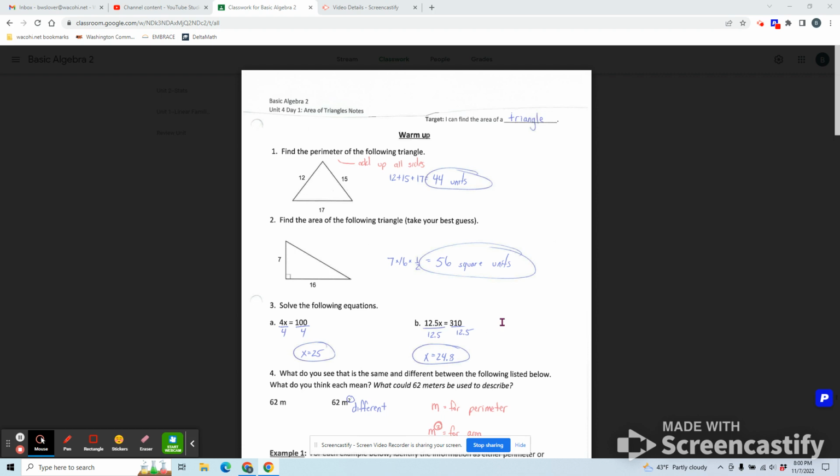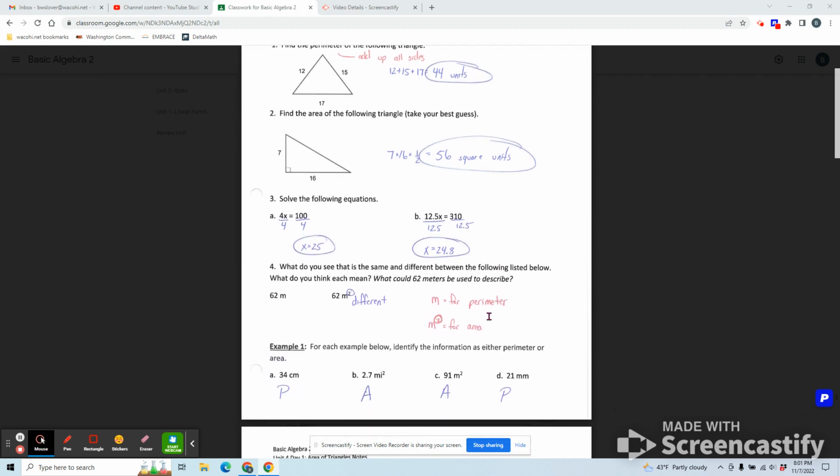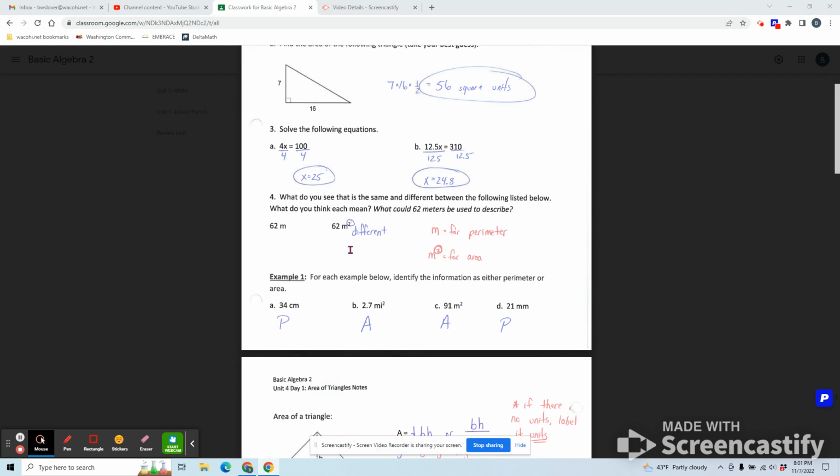We've solved before. When you solve your equation, it says 4x equals 100. So in order to undo multiplication, you are going to divide. Same thing on letter B, you're going to divide. And then on number four, it's asking you, what do you think is the same and what do you think is different?